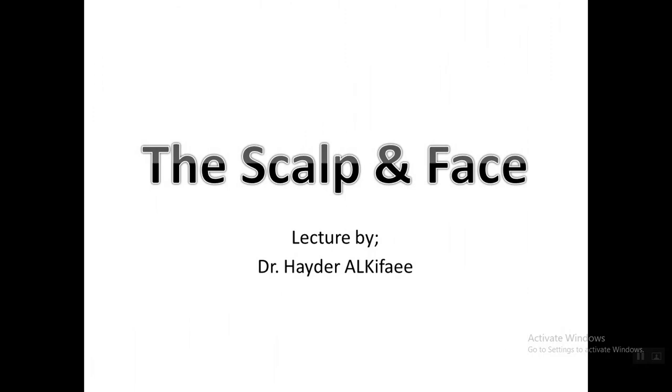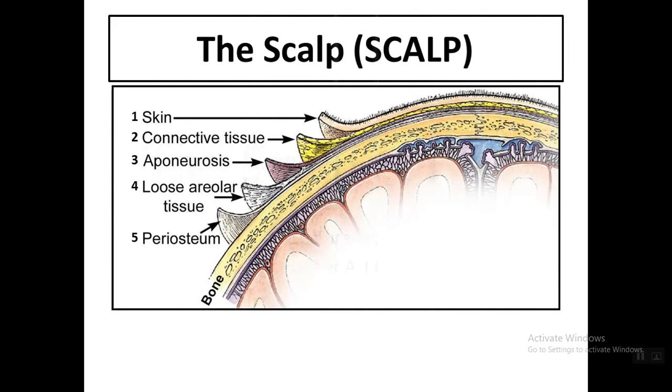اليوم عندنا أول محاضرة من محاضرات الهيد أند نيك الفصل الثاني، وراح تكون هذه المحاضرة عن الاناتومي of the scalp and face. First, the scalp أو فروة الرأس. The scalp consists of 5 layers، يعني تتكون من 5 طبقات.